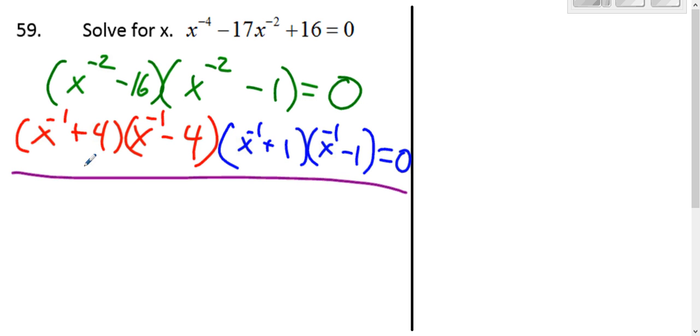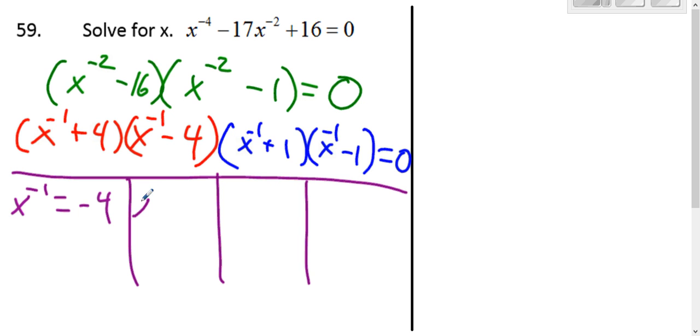Now you tee it up with a whole bunch of t's. We get x to the negative 1 equals negative 4. X to the negative 1 equals positive 4. X to the negative 1 equals negative 1. And x to the negative 1 equals positive 1.